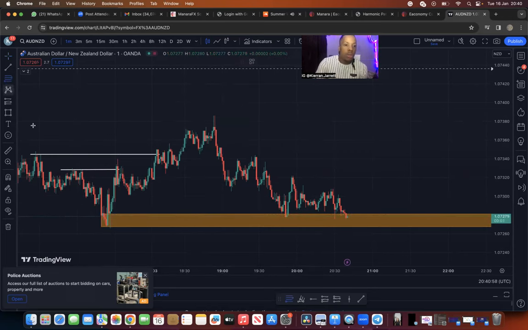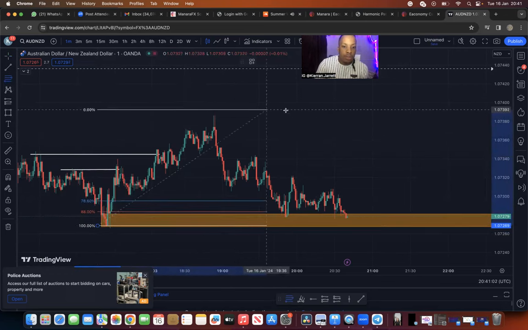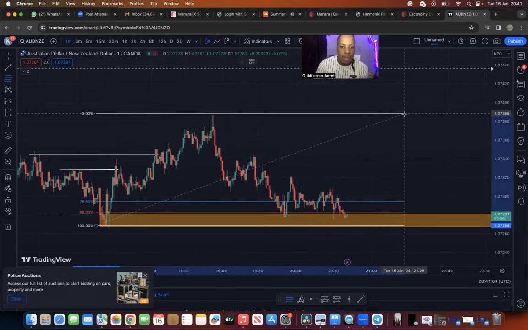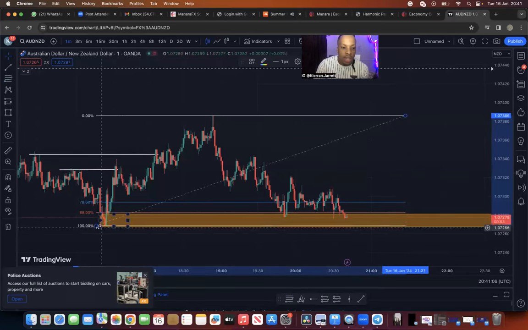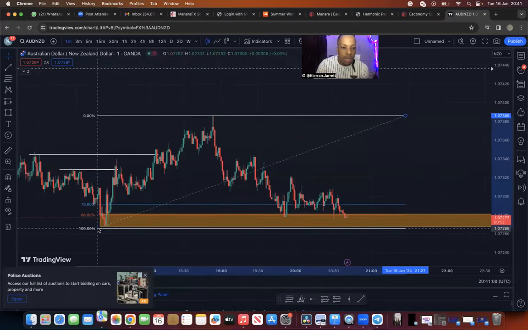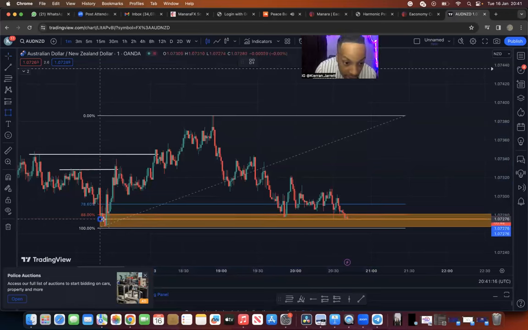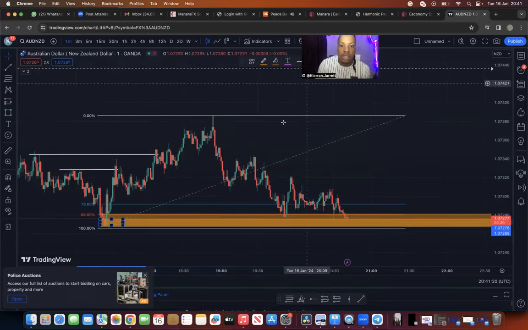Number two, we go from the low, in this case, to the high of the move. Does everyone see how there's an 88% level in this area, right? 88% level in this area. So that's number one. And then last but not least, does everyone see how there's an institutional candle right here? If I make it a different color so you guys can see it.